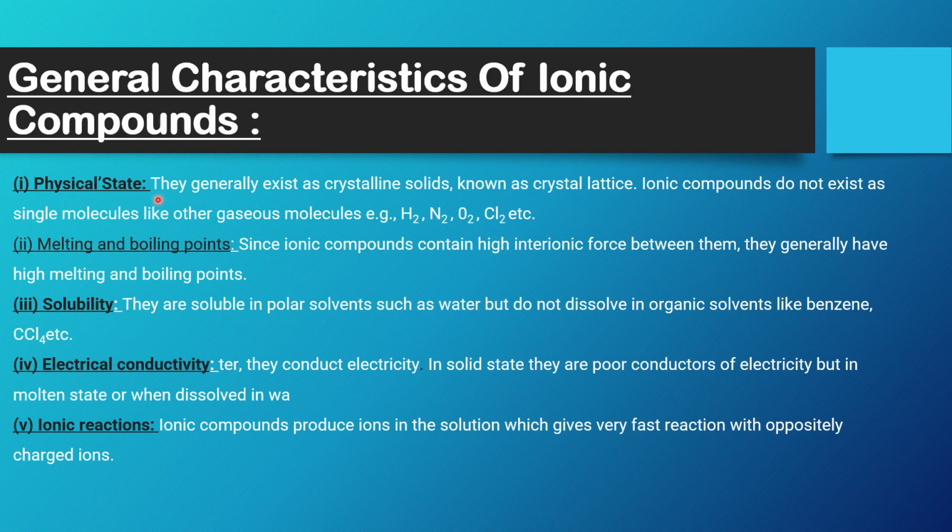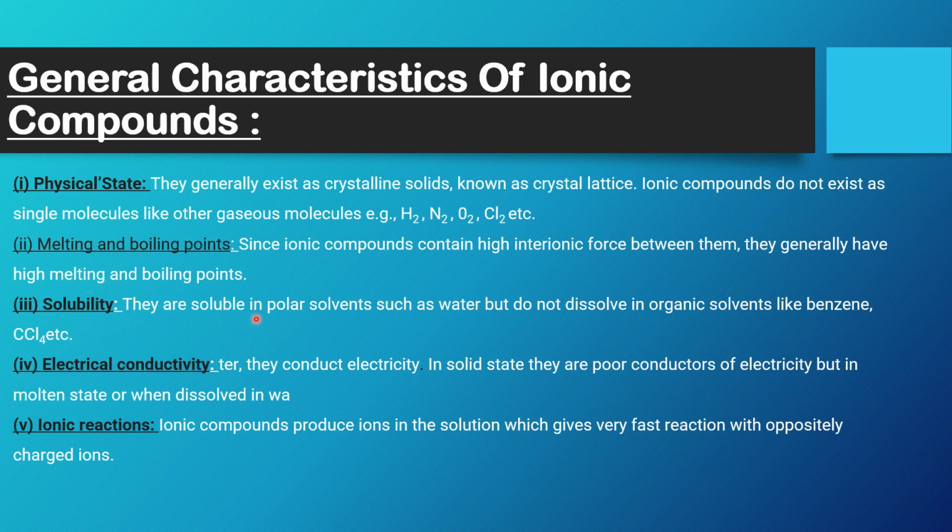In that, physical state, melting and boiling point, solubility, electrical conductivity, and ionic reactions. So they generally exist as crystalline solids. Physical state means they exist as crystalline solids, known as a crystal lattice. Physically means how it appears. And ionic compounds do not exist as a single molecule like other gaseous molecules, for example H2, N2, O2, Cl2. Melting and boiling point: since ionic compounds have a high interionic force of attraction between them, they generally have high melting and boiling points.